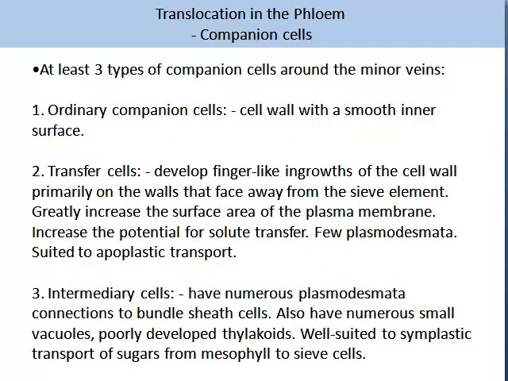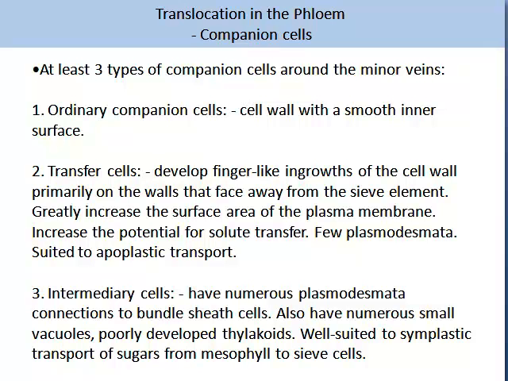These companion cells come in at least three types around the minor veins. The first type is the ordinary companion cell. This has a cell wall with a smooth inner surface. The second type are called transfer cells. They develop finger-like ingrowths of the cell wall, primarily on the walls that face away from the sieve element. They greatly increase the surface area of the plasma membrane.